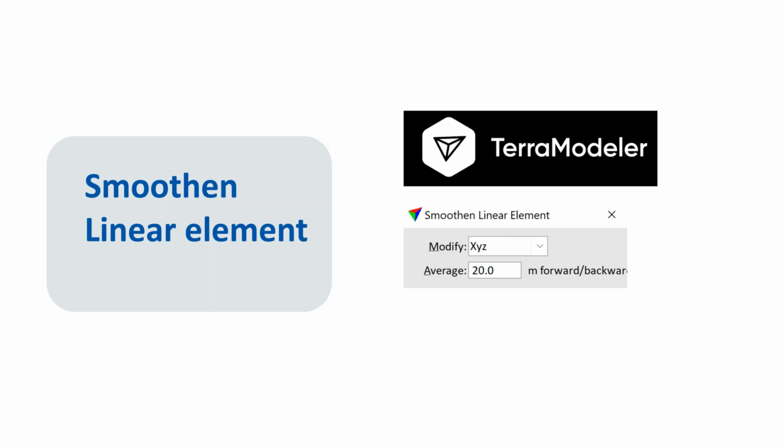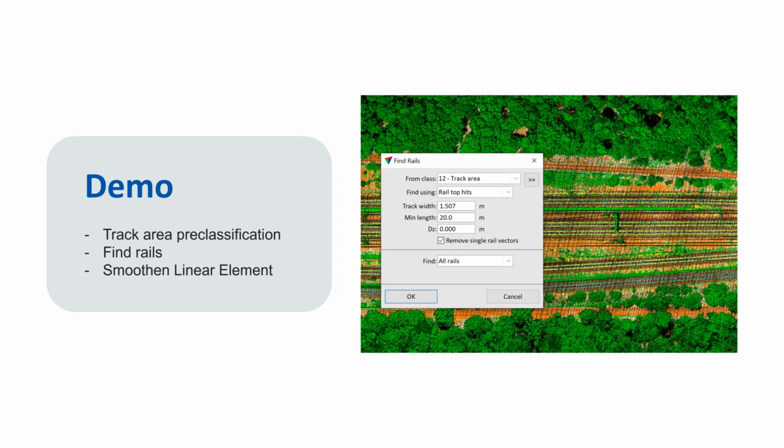Another new tool is in TerraModeler, which can also be used for vectorizing rails from airborne data. It is named Smoothen Linear Element, and this helps to smoothen detected vectors of railroad tracks. Now, after a short presentation of new tools, we can move to a demo of automatic vectorization based on airborne data. The proposed workflow is to first do the pre-classification, do the extraction of potential rail top hits, then use the find rails routine, and as a last step, smooth the lines.